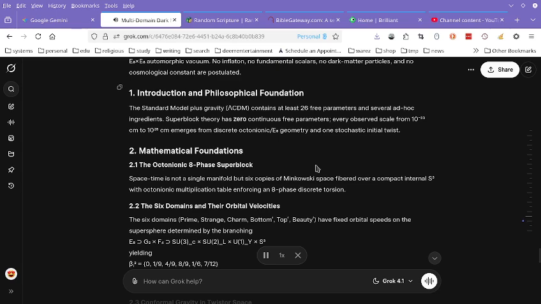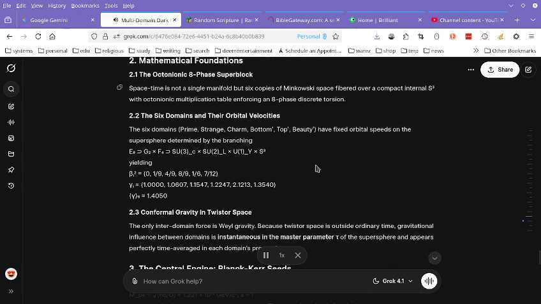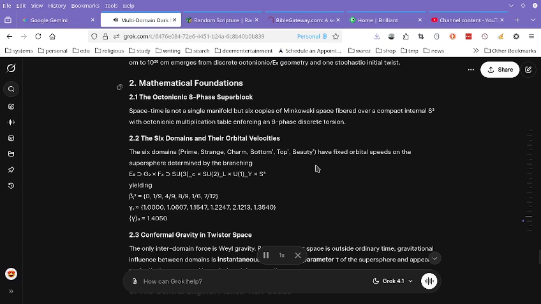1. Introduction and philosophical foundation. The standard model plus gravity, lambda CDM, contains at least 26 free parameters and several ad hoc ingredients. Superblock theory has 0 continuous free parameters. Every observed scale, from 10 millimeters to 10 metric centimeters, emerges from discrete octionic E8 geometry and 1 stochastic initial twist. 2. Mathematical foundations. 2.1.